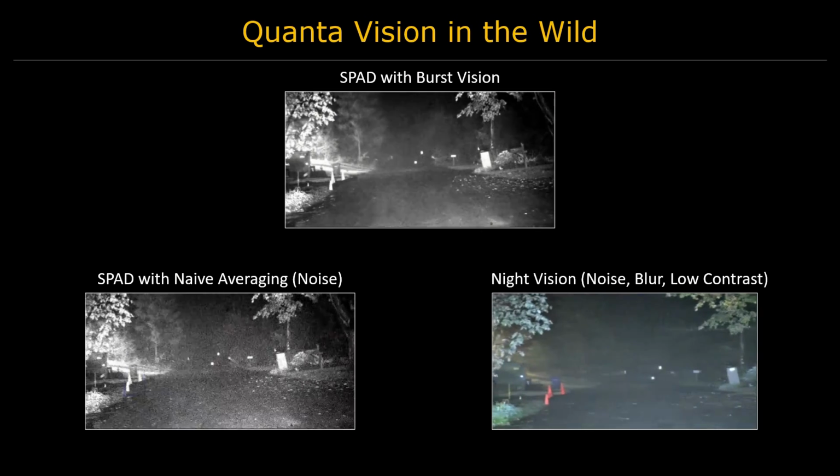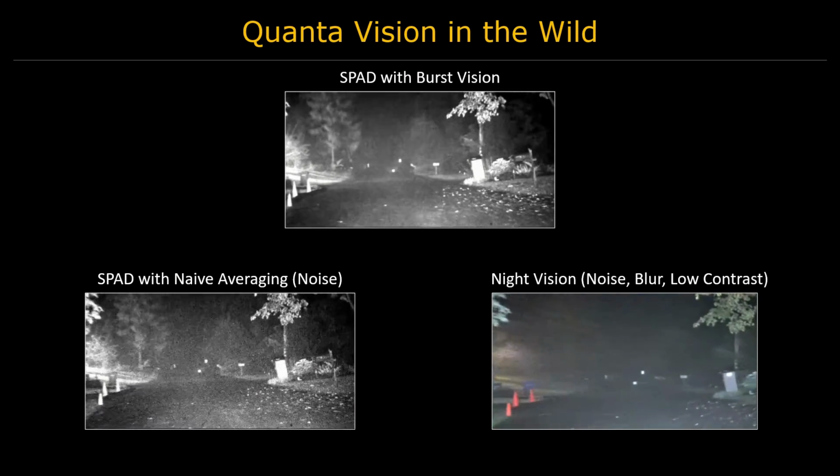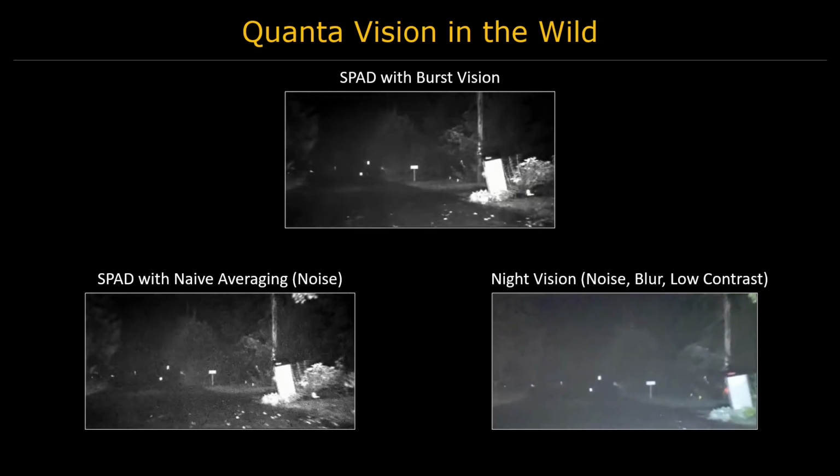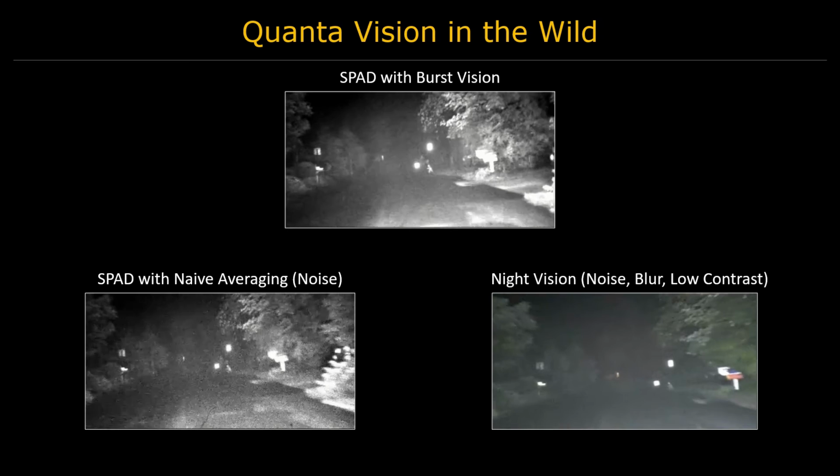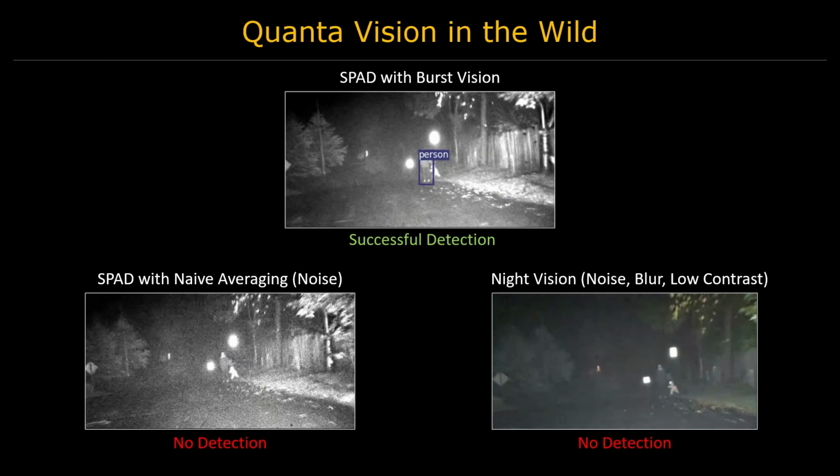In addition to indoor scenes, we also evaluate the capability of quanta vision in challenging outdoor scenes. We fix the SPAD camera and the night vision camera side by side above the dashboard of a car, which is driving on a street without any streetlights. The SPAD is able to detect the pedestrian from a longer distance than the night vision camera, even beyond the reach of headlights.